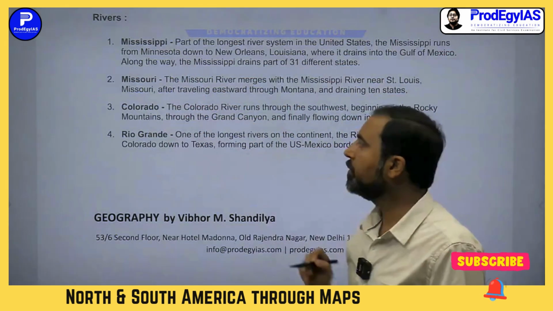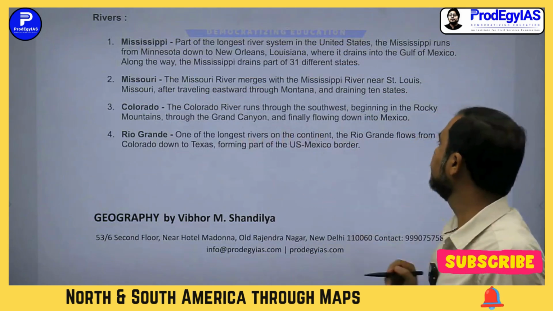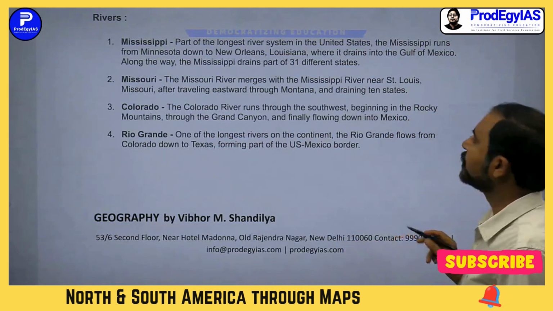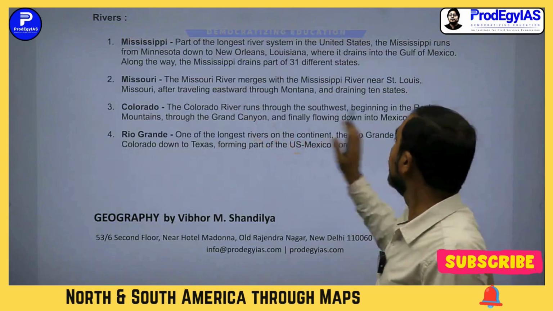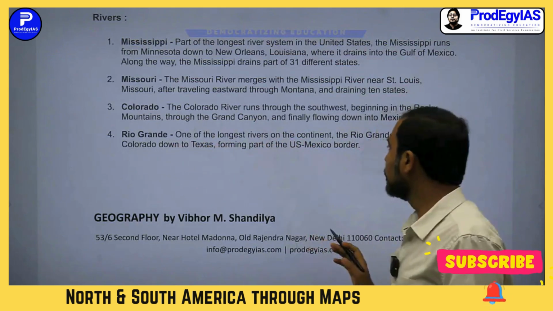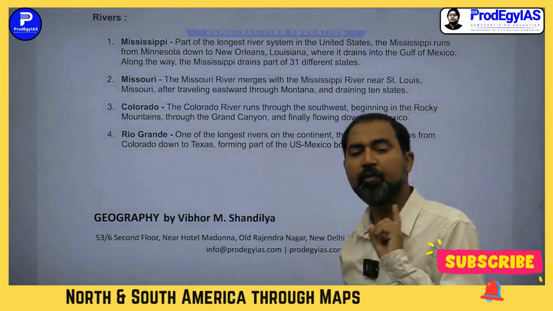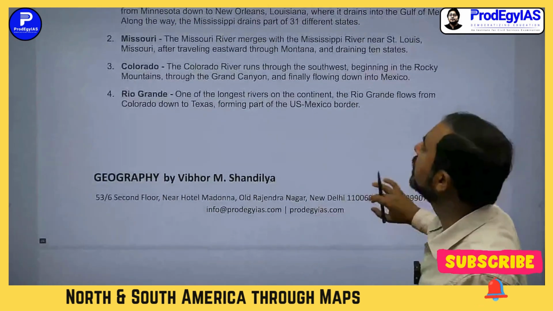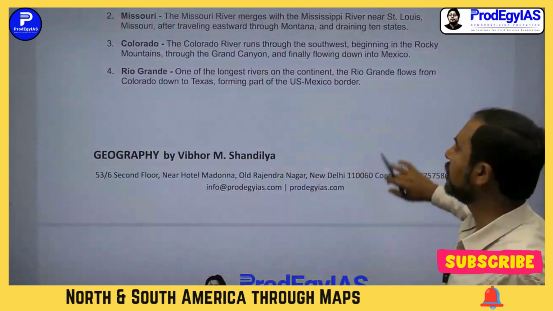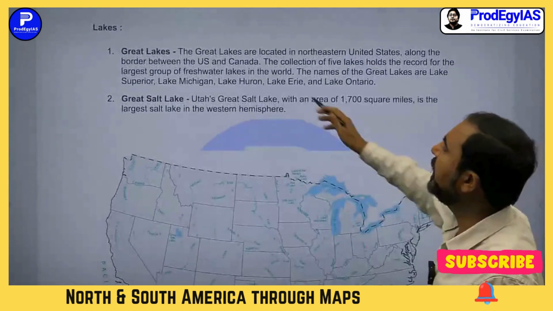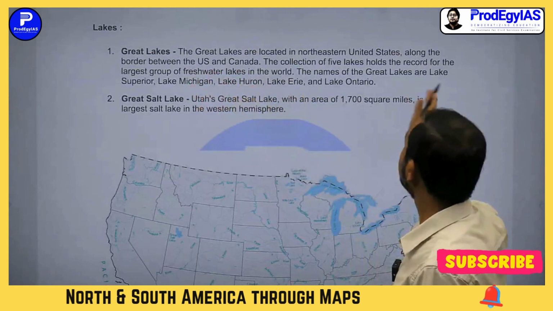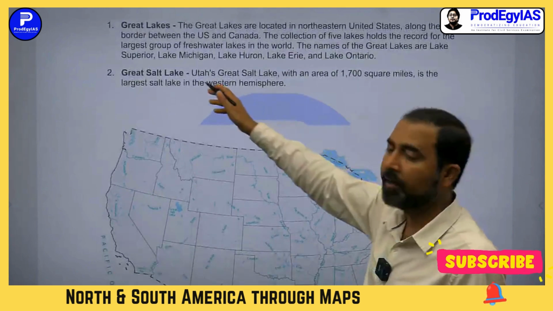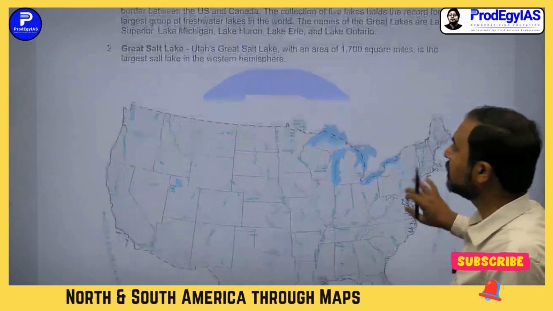Then the Colorado River, it is important for the Grand Canyon. The Grand Canyon is part of the Colorado River. Rio Grande is the river which makes the boundary between USA and Mexico, forming part of the US-Mexico border. Then lakes: the important lakes are the Great Lakes, those 5 lakes: Superior, Michigan, Huron, Erie and Ontario. And the Great Salt Lake, where Salt Lake City is.